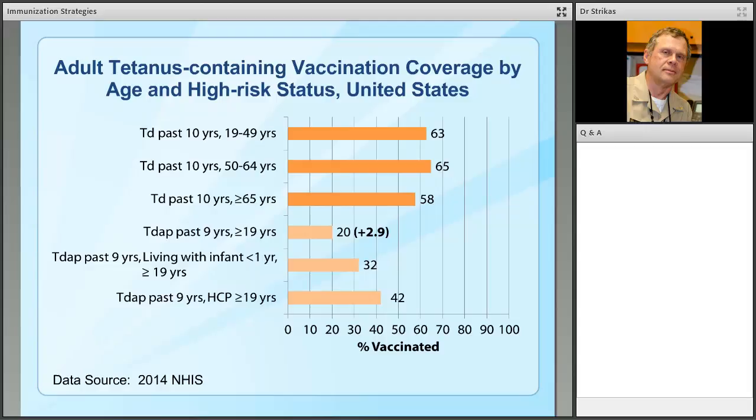Reported Tdap coverage among persons aged 19 years and older was 20.1%, a 2.9 percentage point increase compared with the 2013 estimate. Tdap vaccination of adults who have close contact with infants less than 1 year, such as parents, grandparents, child care providers, and healthcare personnel, can reduce the risk for transmitting pertussis to unprotected infants. Tdap coverage of such adults aged 19 and older was 32% in 2014, similar to the 2013 estimate. Tdap vaccination in the bottom line between 2005 and 2014 was 42.1%, similar to the 2013 estimate.